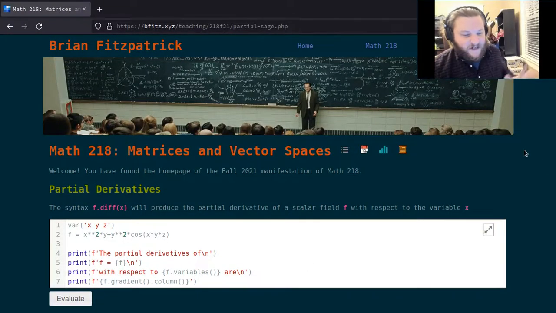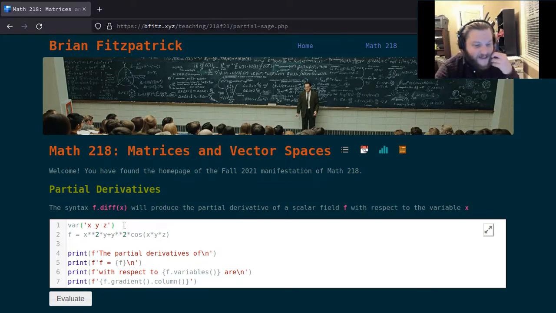So I just want to finish this lecture by showing you the calculator that I've input into the web page to help deal with partial derivatives. The syntax for calculating a partial derivative in Sage is you take your function and then you write .diff of the variable, whichever variable you're interested in, and that will produce the partial derivative of f with respect to that variable. So I've set up a calculator here that should help you with this process.